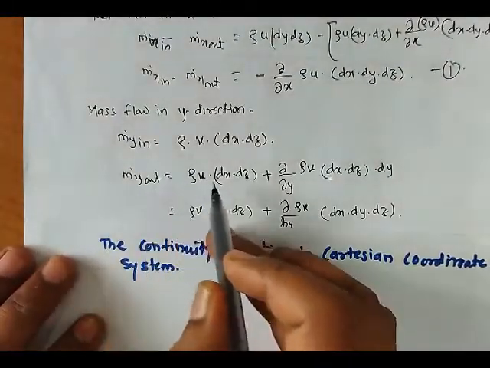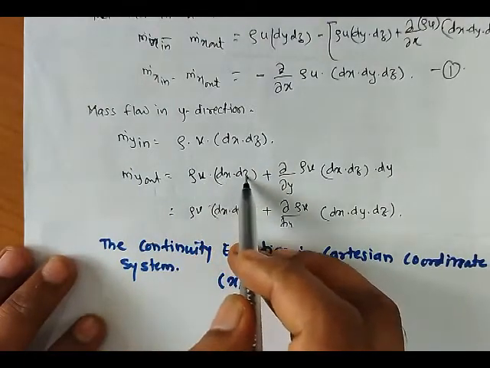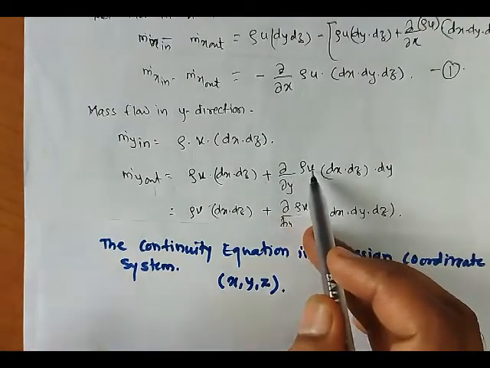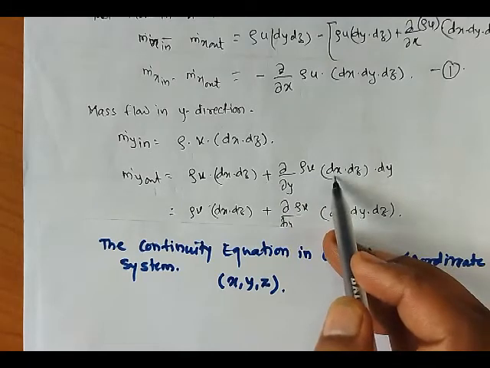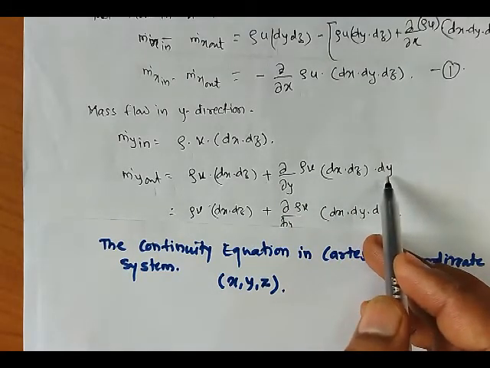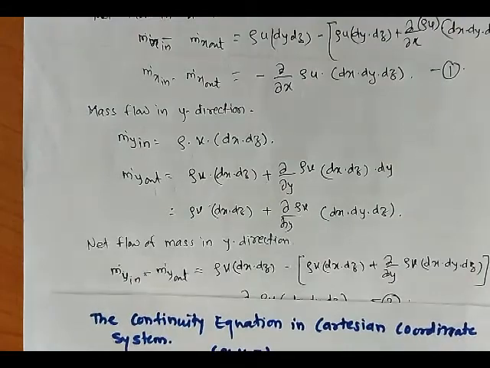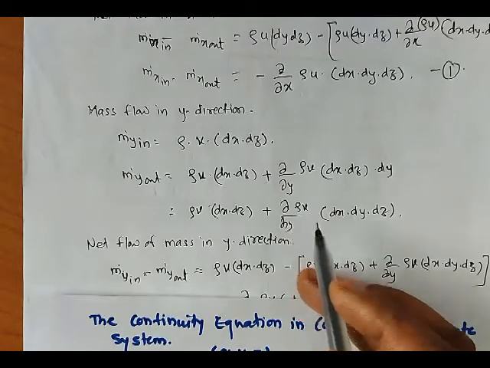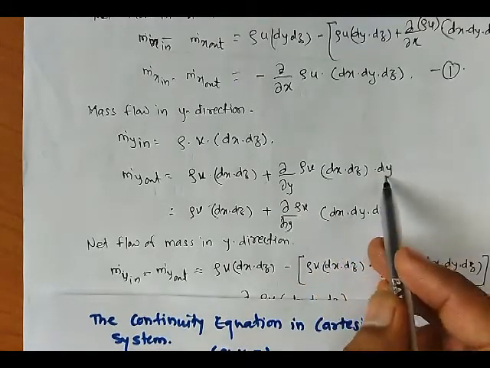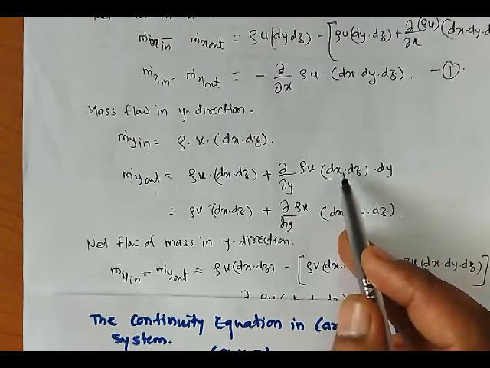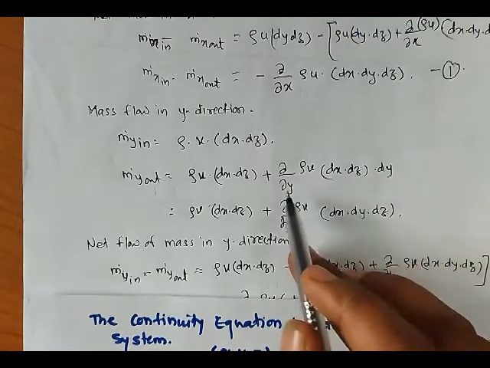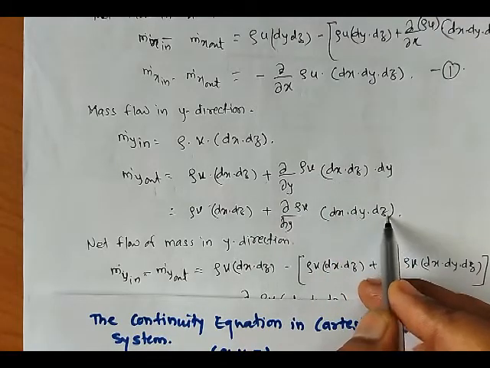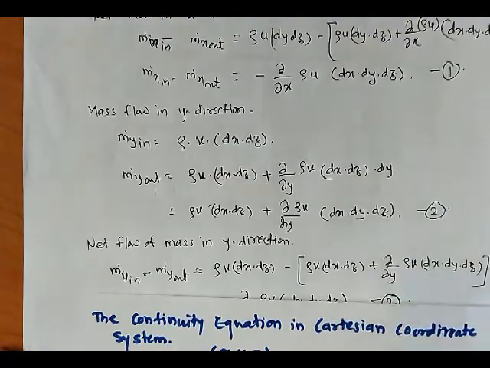So for that we have m dot y out is equal to this one as it is, rho v dx dz, plus the change in this mass in the distance dy. So del rho v by del y multiplied with dx dz multiplied with the distance dy. If you simplify this one, we have rho v dx dz plus del rho v by del y multiplied with dy, in the bracket, because these dx dz are not changing according to the y direction, so this is constant. So dx dy dz. This is our equation number 2.